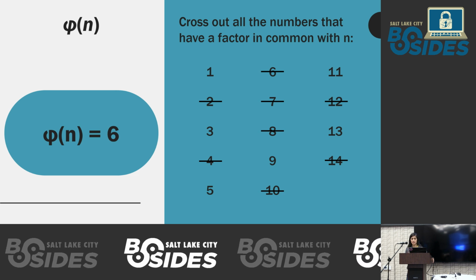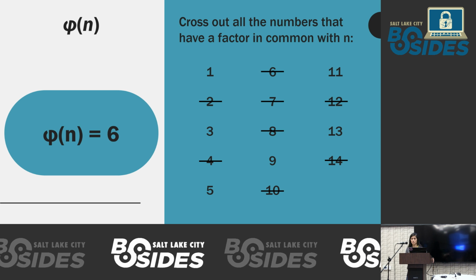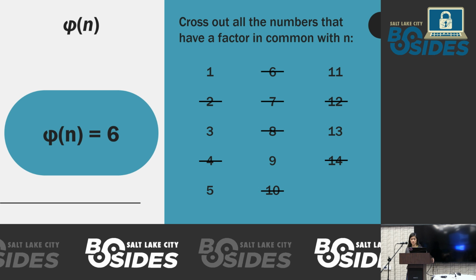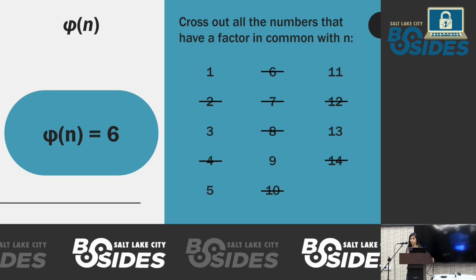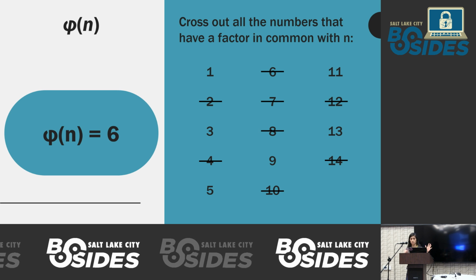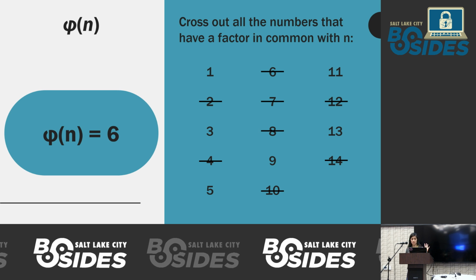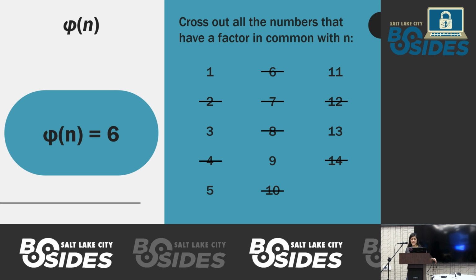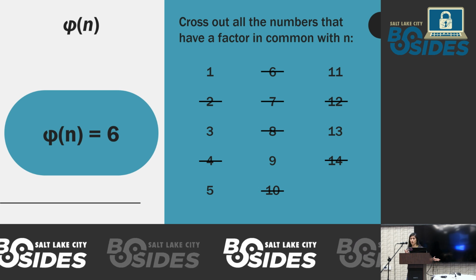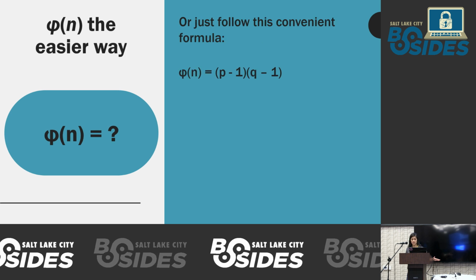So the phi function is actually a count of the number of coprimes, which is the numbers that are not crossed out. So we've got 6 in this case: 1, 3, 5, 9, 11, and 13. So phi n is 6. And I didn't define coprime. Coprime means that they don't share any common factors.